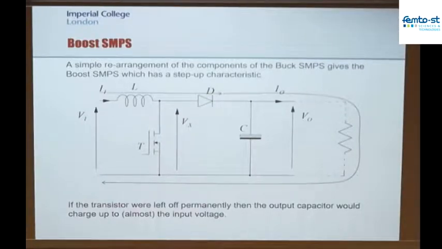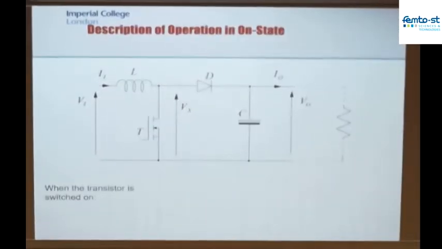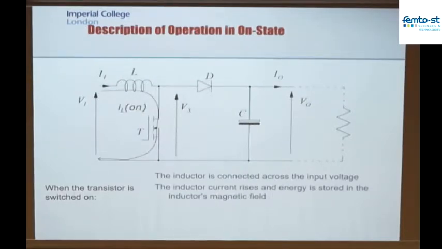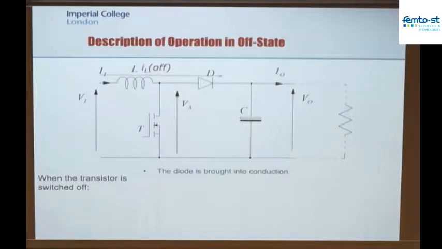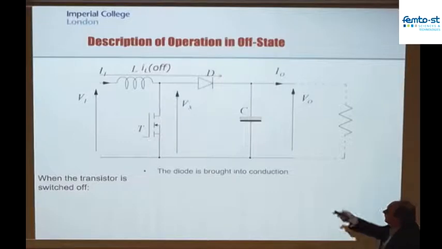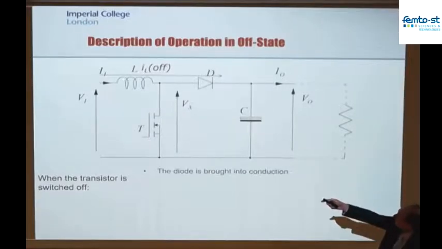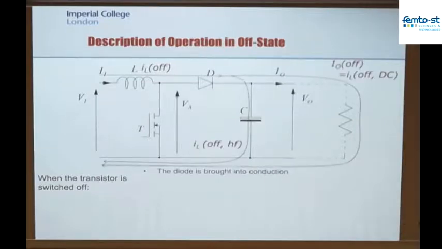So there's the current path in the on state, the current path in the off state. In the on state, we build up current in the inductor like this. So, same argument as before. When the transistor's off, the diode is brought into conduction. That current must flow in the inductor. It flows around the output loop. High frequency components flow in the capacitor. DC components flow in the load.